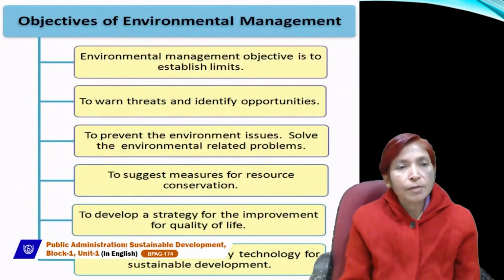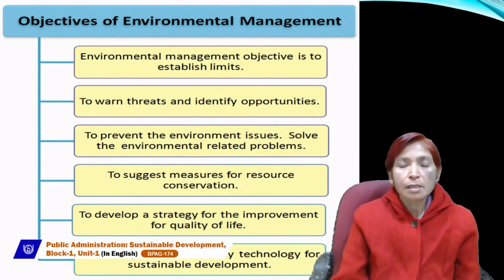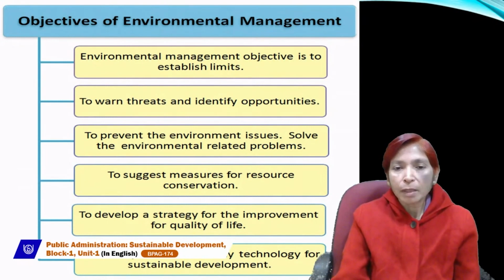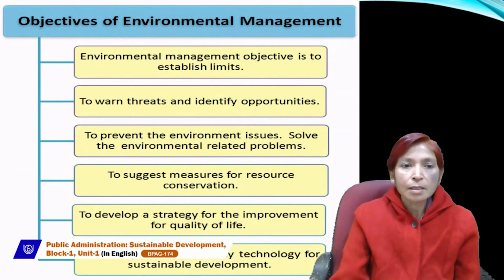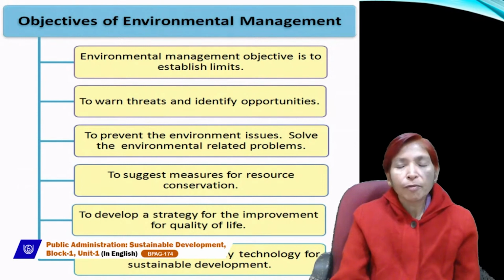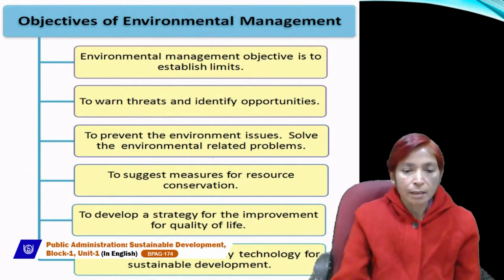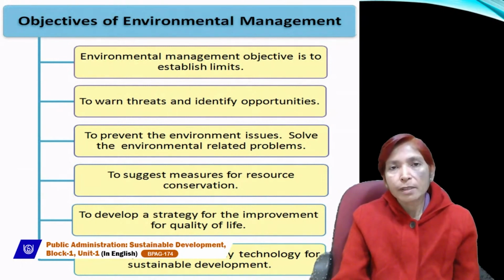Next is objectives of environmental management. Environmental management is also very necessary, because it establishes some limits on the use of the environment so as not to harm it. It warns of threats and identifies opportunities to prevent environmental issues, solve environment-related problems, suggest measures for resource conservation, develop strategies for improving quality of life, and identify new eco-friendly technology for sustainable development. These are the objectives of environmental management.